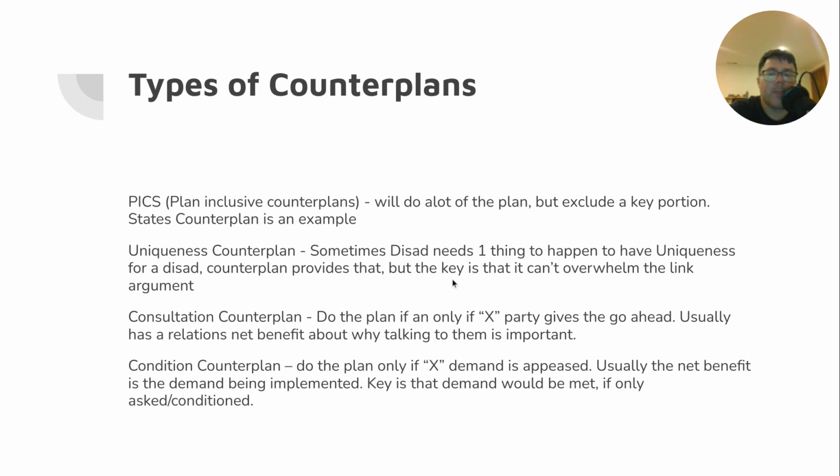Then there's the condition counterplan. Do the plan only if a certain thing happens first. It's usually a demand. The demand is being implemented, and the key is that the demand would be met if only asked. So it's really hard to find in the literature base something like that, where the condition would be met very easily.